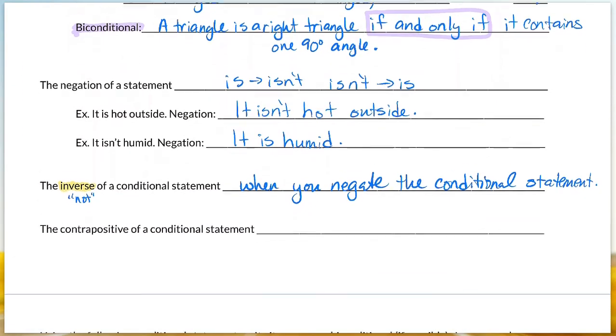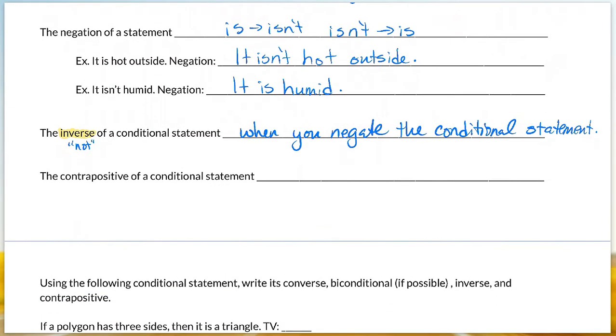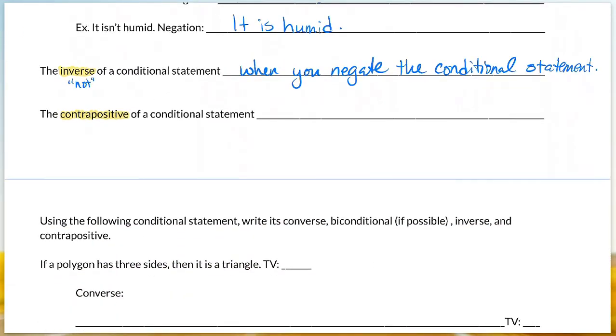So converse, you flip the order. Inverse is the not version. It's the negated version. And contrapositive is our other one that we're able to write. This is when you both flip it and negate it. So the contrapositive is pretty much the negation of the converse. So there's a lot of them. It's a little hard to remember them all, so you want to practice them.